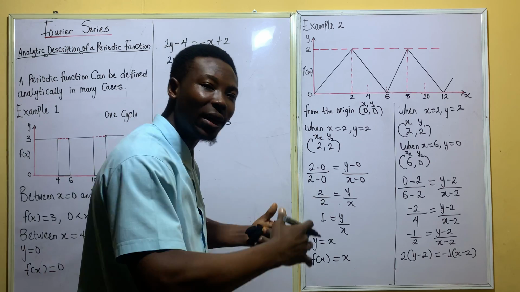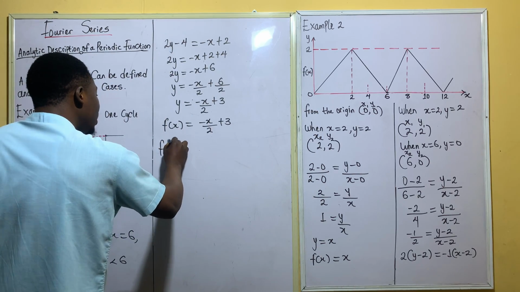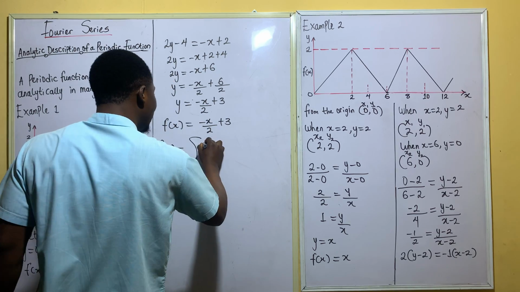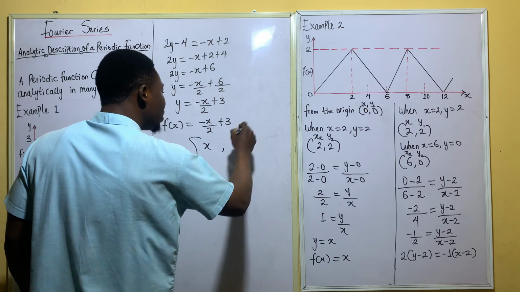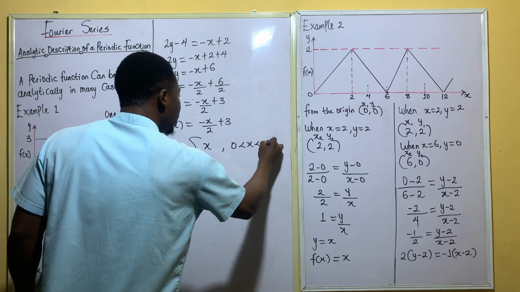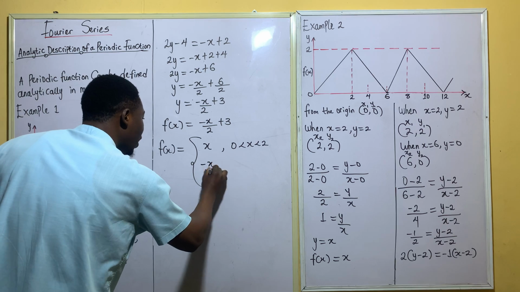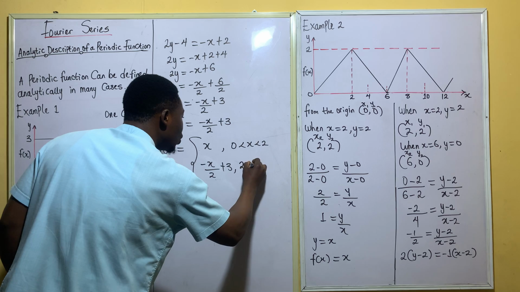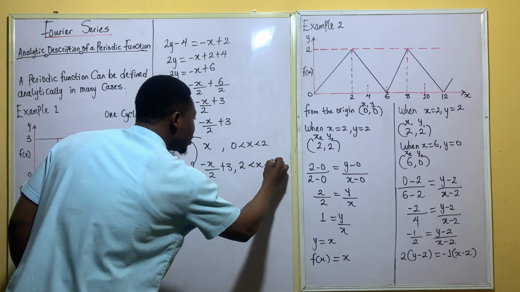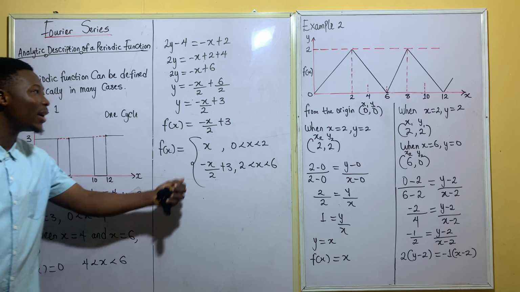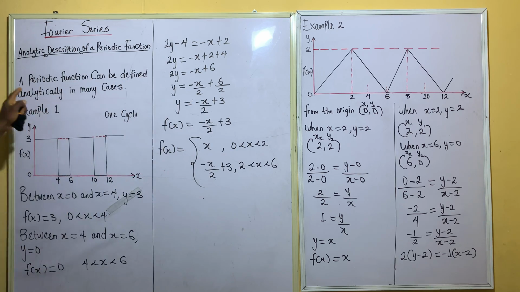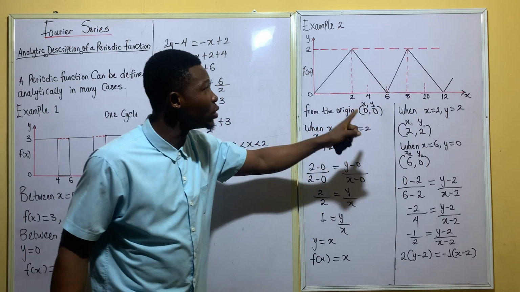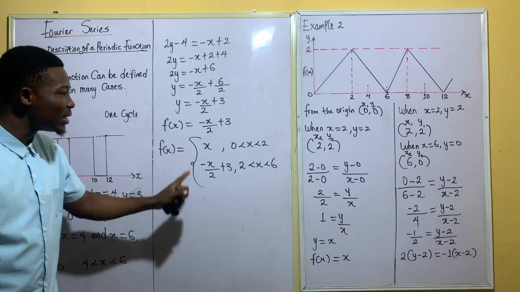So bringing them together now, it means that our f of x is going to be equal to x from 0 to 2. Then the next one, we have minus x over 2 plus 3 between 2 and 6. All right. So this is our analysis. This is the analytic description of this period, of this waveform given to us. So this is how you analyze it.